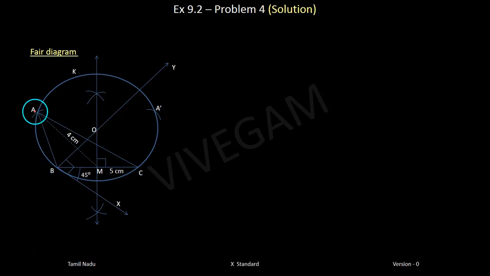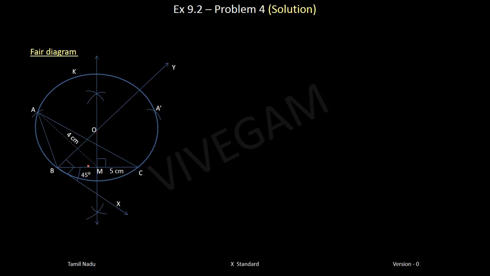See, M is nothing but the midpoint of BC, right? This is a perpendicular bisector. Perpendicular bisector means it bisects BC into two parts, or M is the midpoint. So A is joining the midpoint, right? The vertex is joining to the midpoint, which means AM is the median and the length of it is 4 cm. Okay, so that's how this problem needs to be worked out.